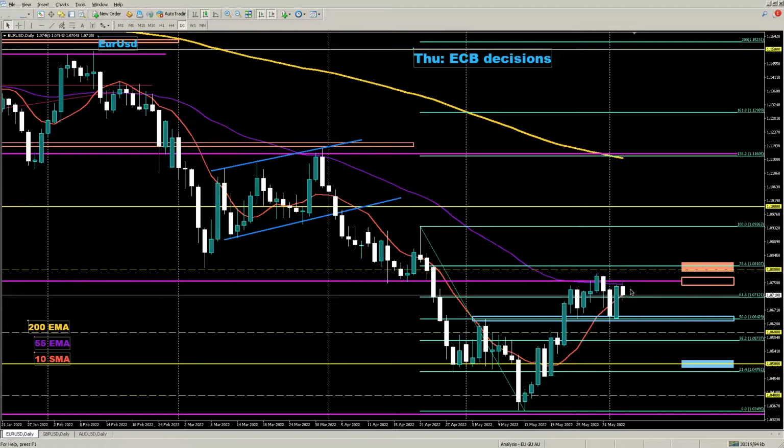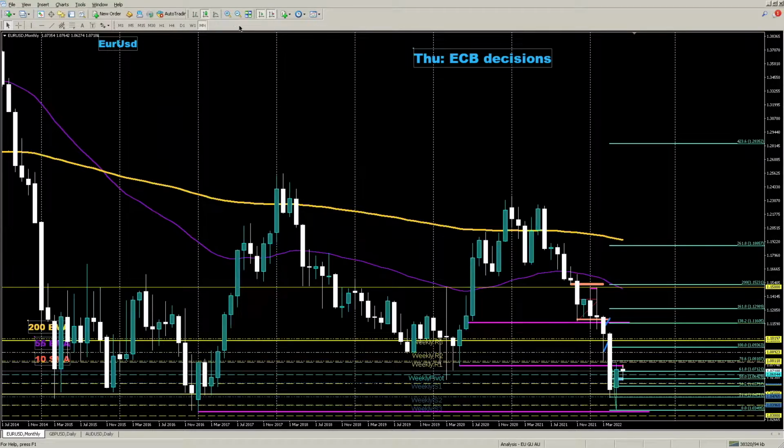There's no major news on the US side except for the CPI on Friday. So we'll see overall for the week whether there's going to be any major shift. And let's also take a quick look at the month, since the month has just started.